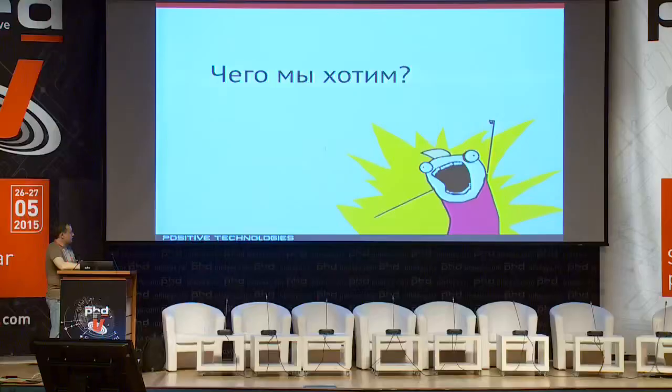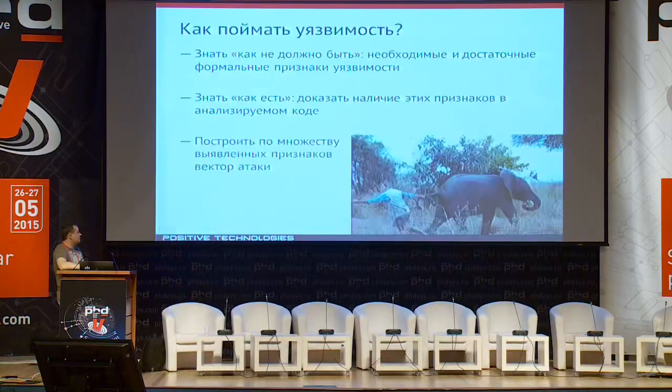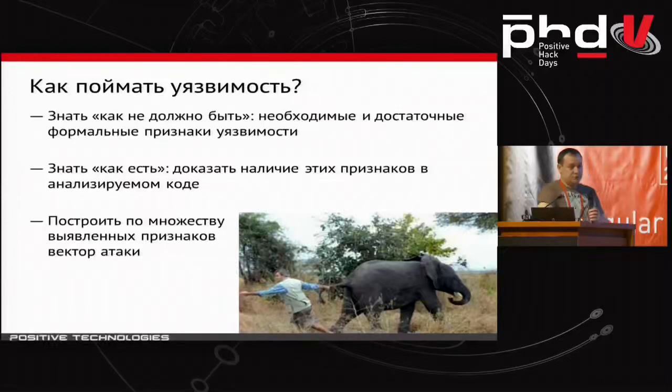So we want to fix it and start to generate patches for vulnerable code, so that we could apply them to the original code and get the protected application version. In order to generate patches, first you need to understand what a vulnerability is and what fixes it.